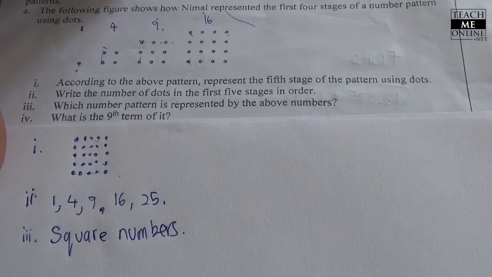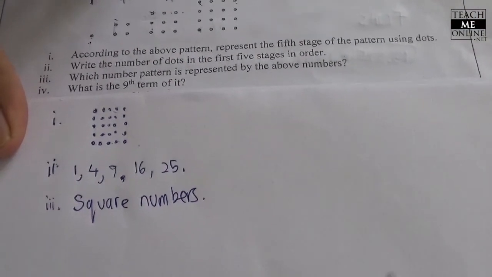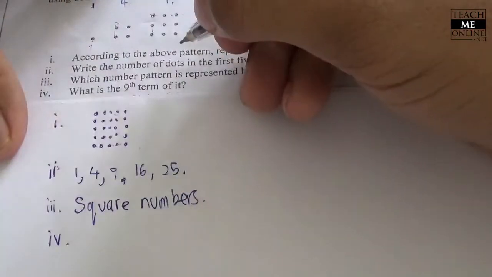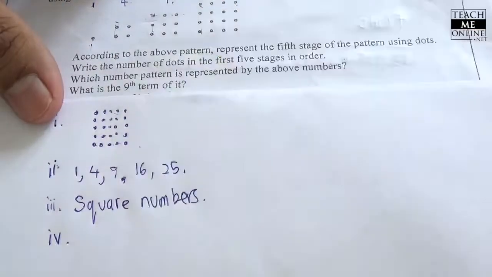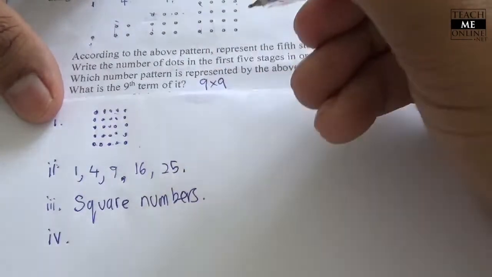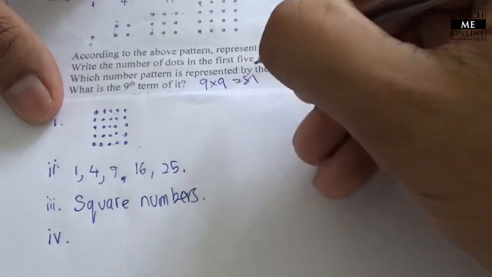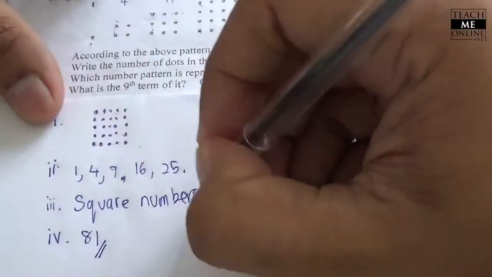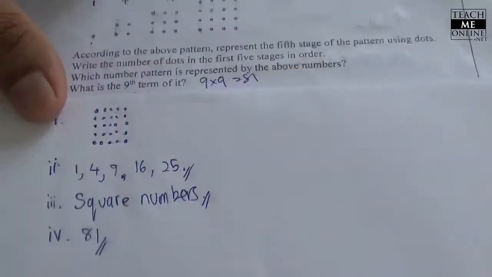Part 4. What is the 9th term of it? So now it's very important to read the question carefully. They are not asking us to draw it, they are just asking us to give the 9th term. So the 9th term you get by multiplying 9 by 9, which is 81. So 81 is the 9th term.